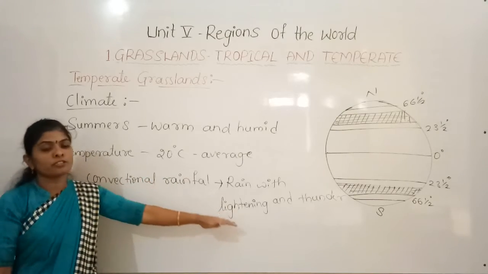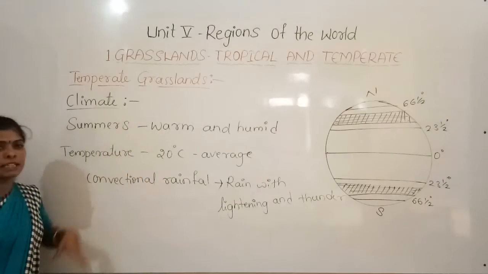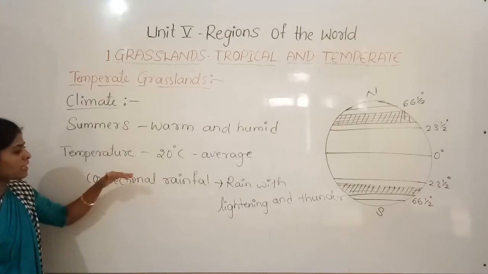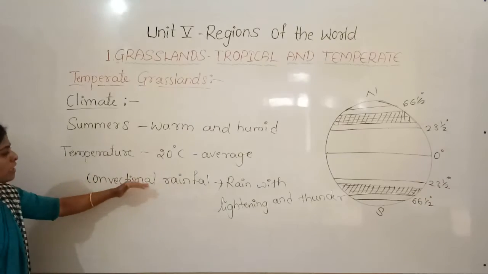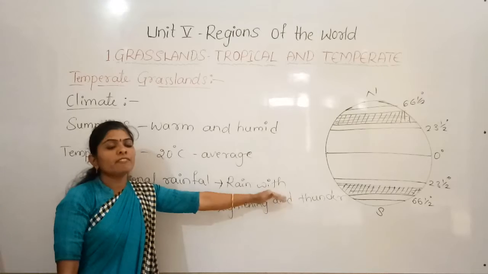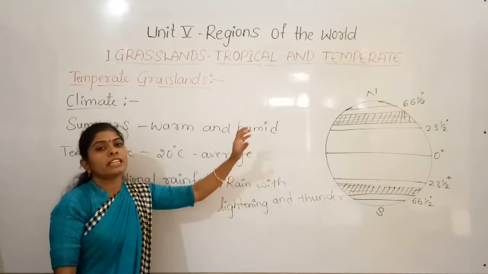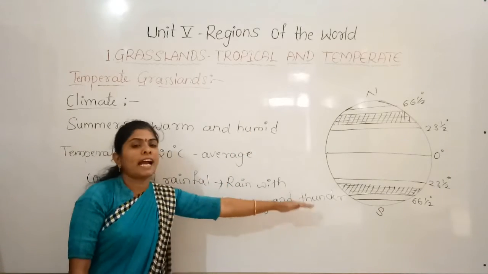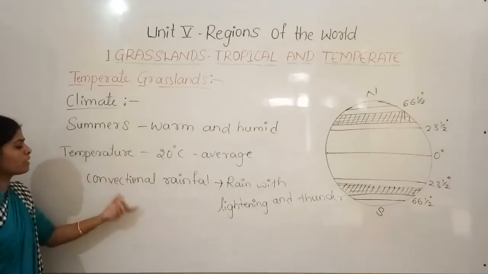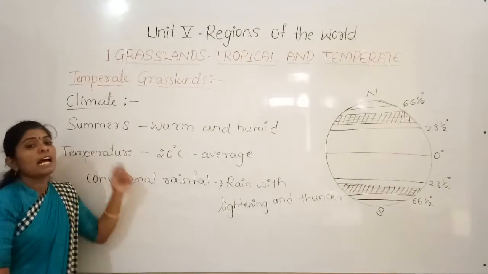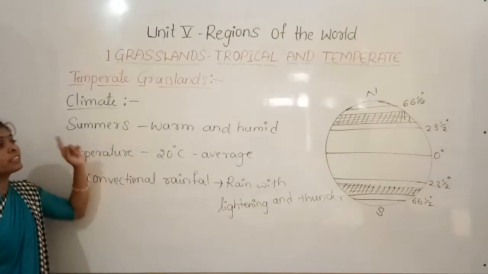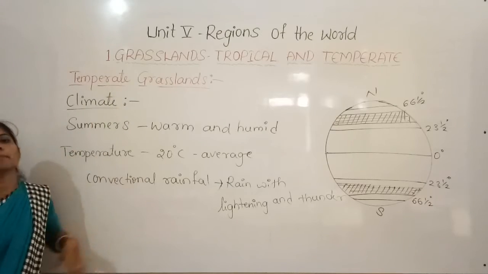And this takes place during the summer in these temperate grasslands. So the convectional rainfall takes place. The convectional rain means it is the rain which involves lightning and thunder. So that we call the convectional rainfall, and this takes place during the summer in these temperate grasslands.